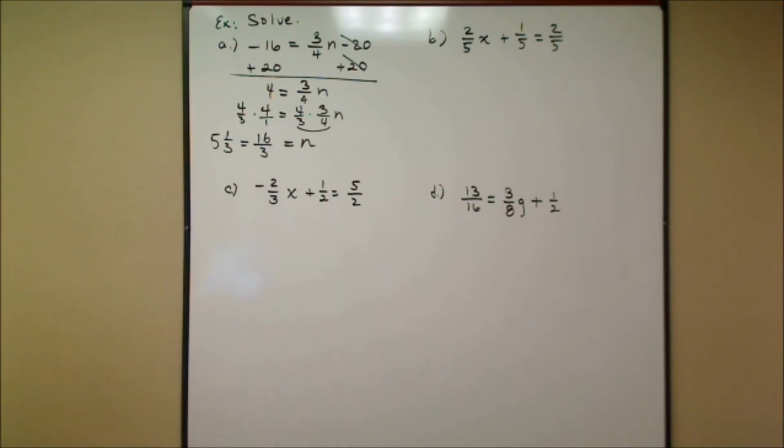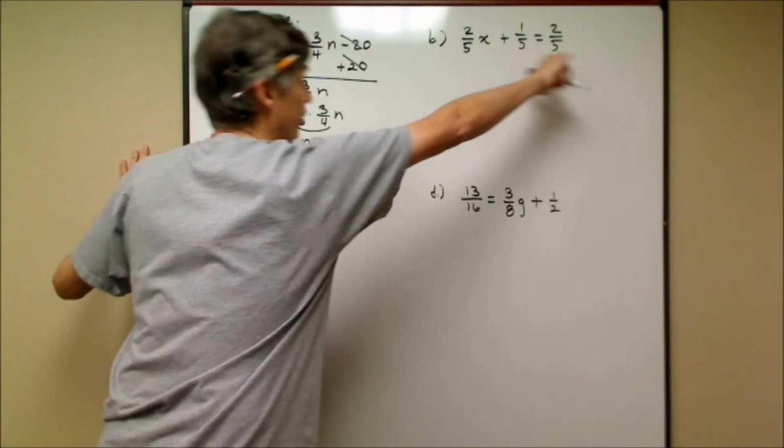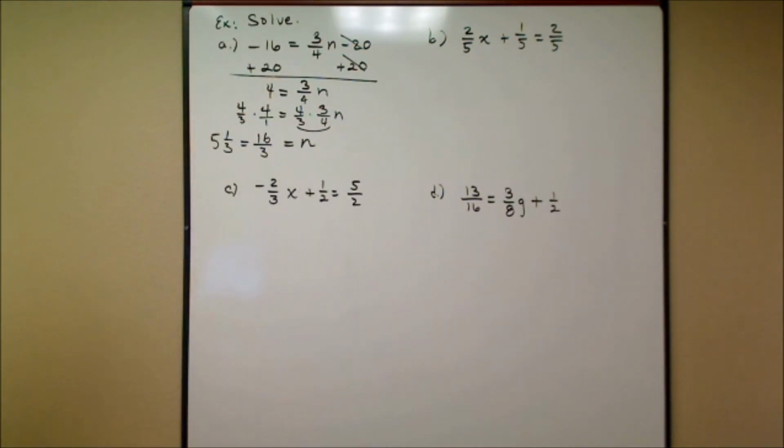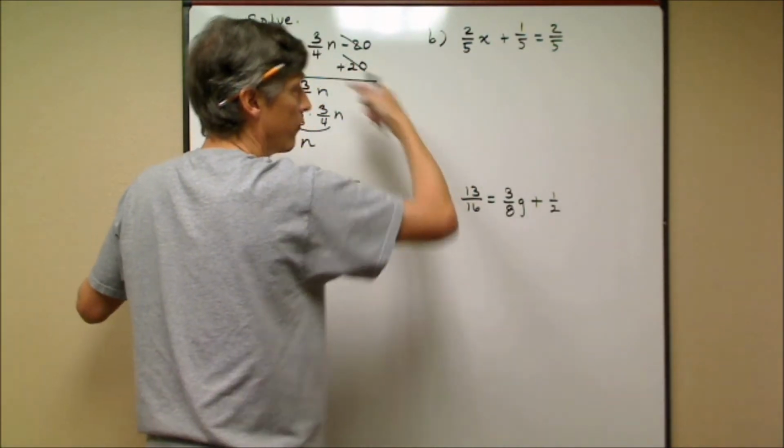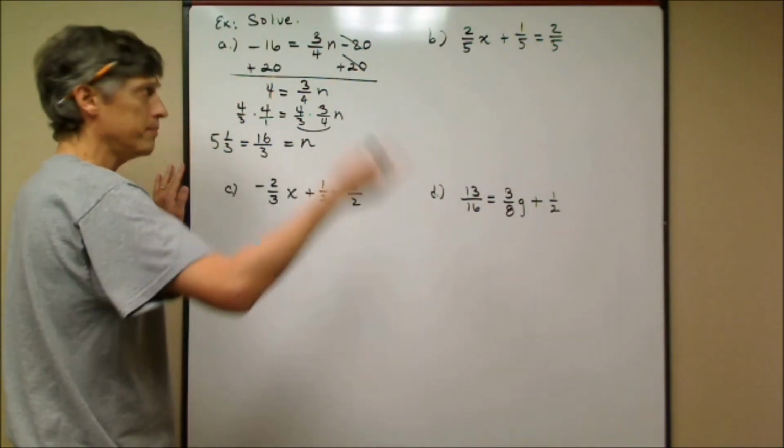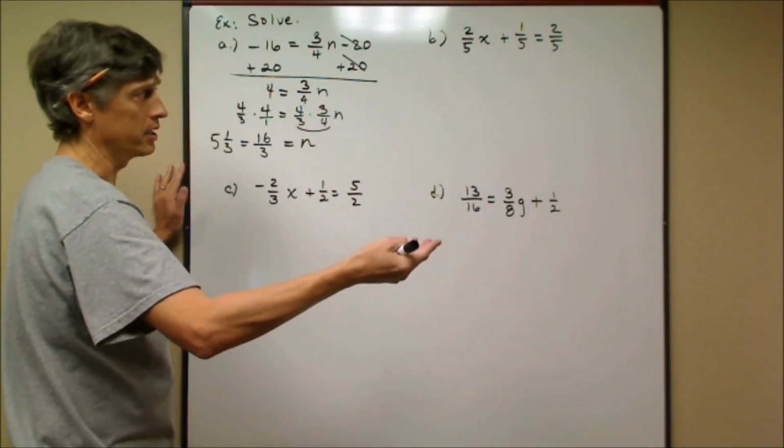The next example, I have fractions all the way through, so that's a little intimidating. What I'm going to do is solve, in this case for x. I have to get rid of the 2/5 that's times the x and the 1/5 that's being added. So just like before, when something is added, we're going to subtract to undo.